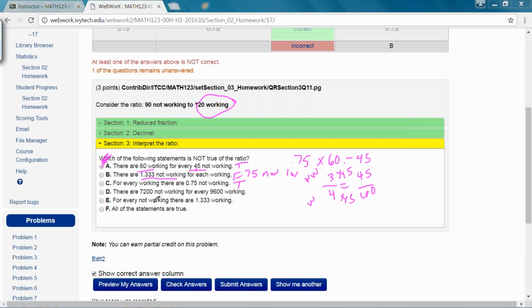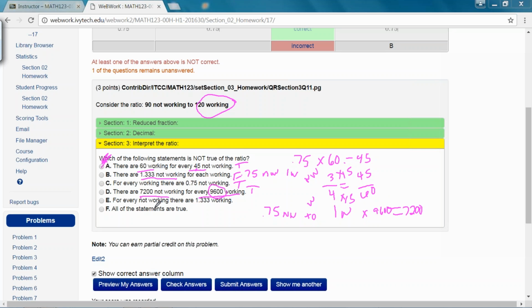There are 7,200 not working for every 9,600 working. Okay, so we have 0.75 not working to one working. So if they want to know to the 9,600, just multiply by 9,600. And that does equal 7,200. You could also set up a proportion and do this to see. So that is true.